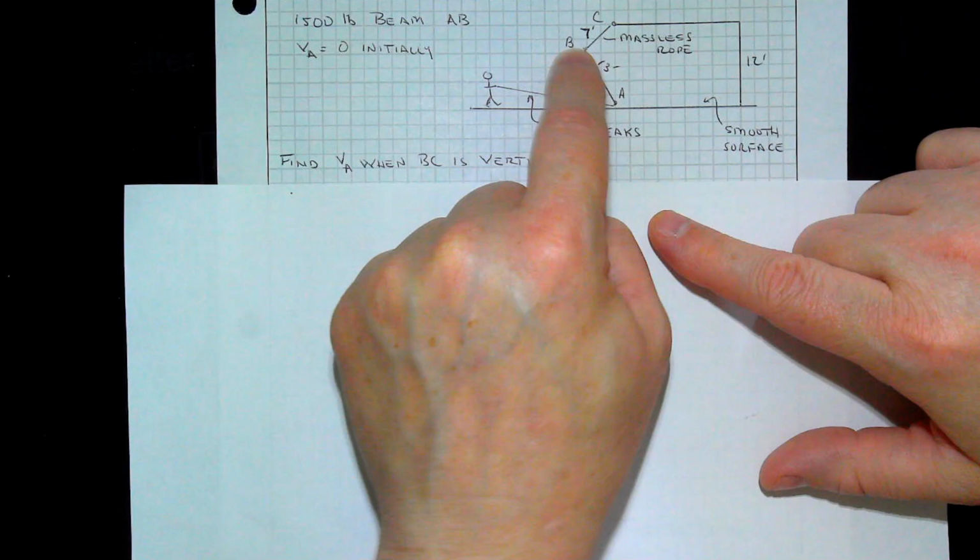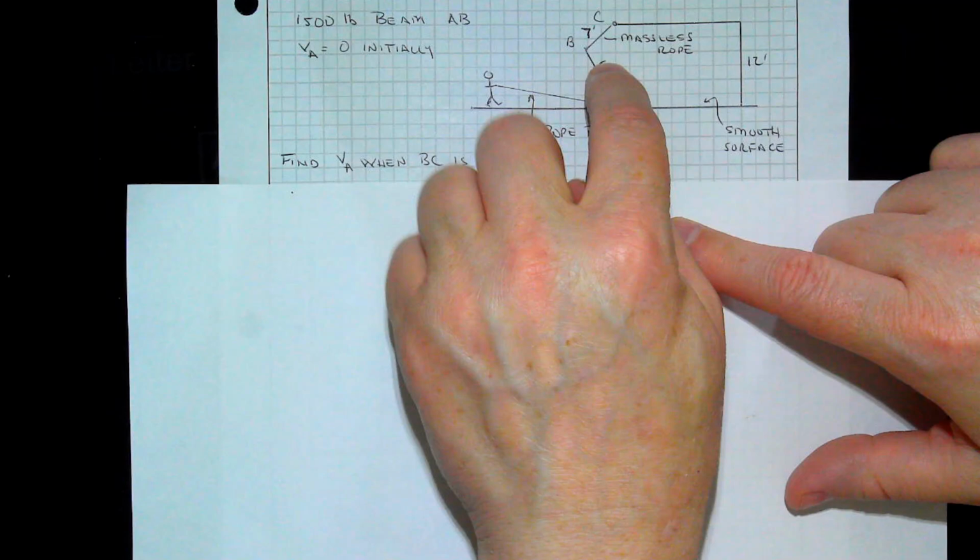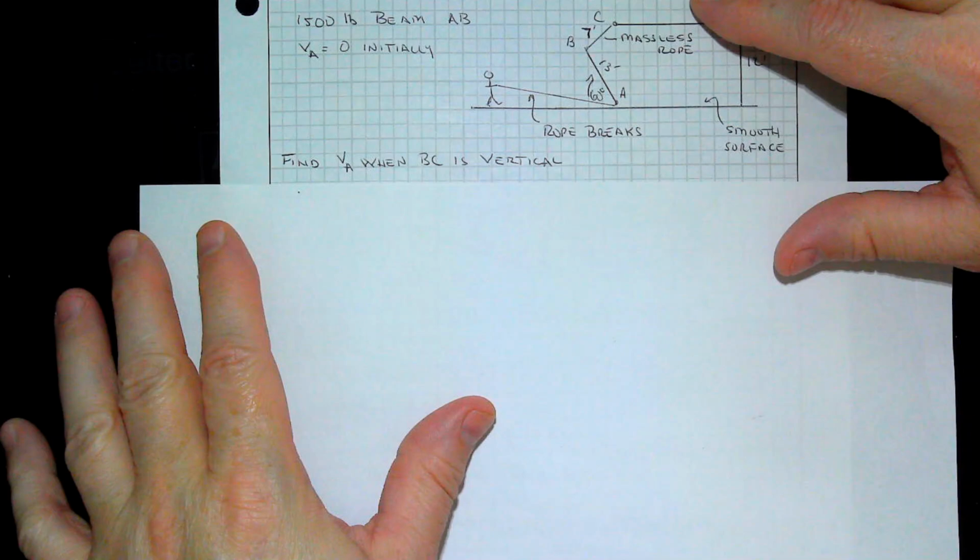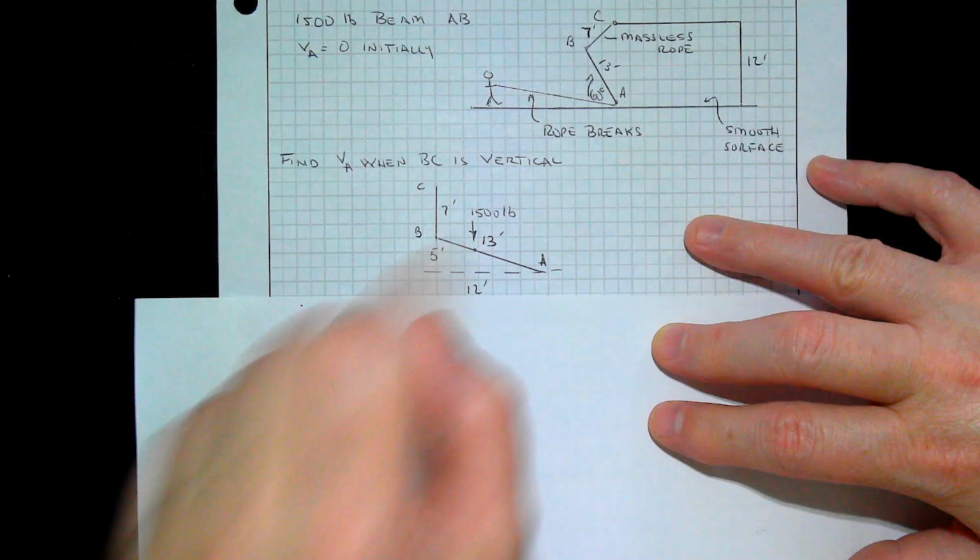Now this beam is 1,500 pounds, very heavy, and this person's trying to lift this thing. Somehow they got it pinned to the end of this beam here. This is providing support, and now they're trying to drag this end A to basically take this thing and lift it up.